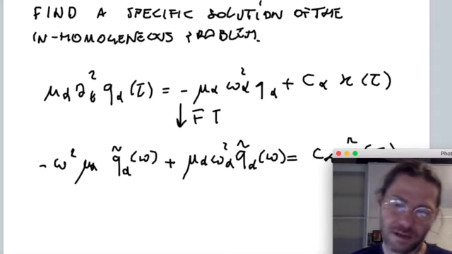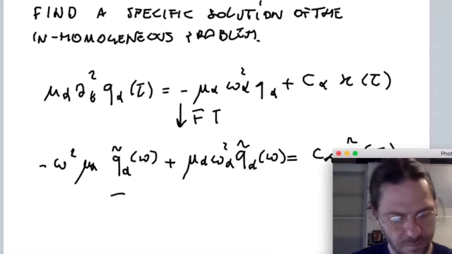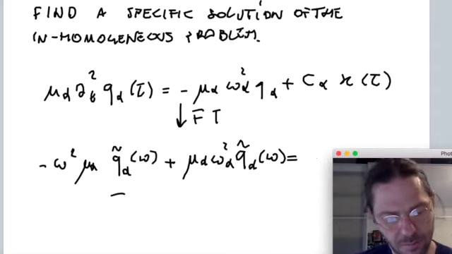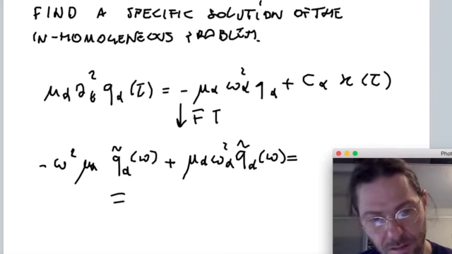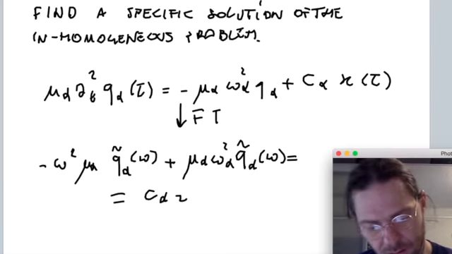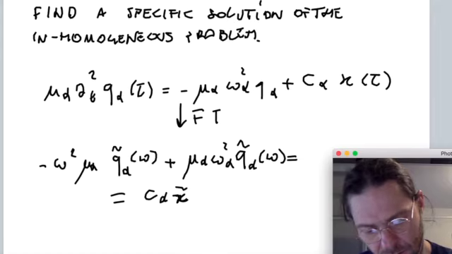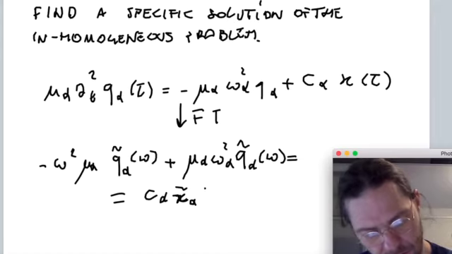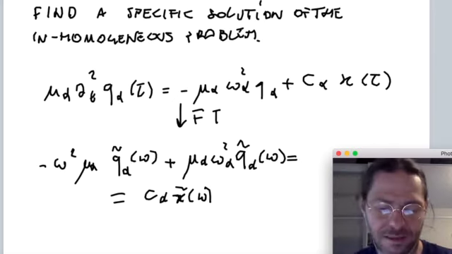What I see here, oh, actually this is not visible. Let me copy this downstairs. This is the Fourier transform of my system dynamics.